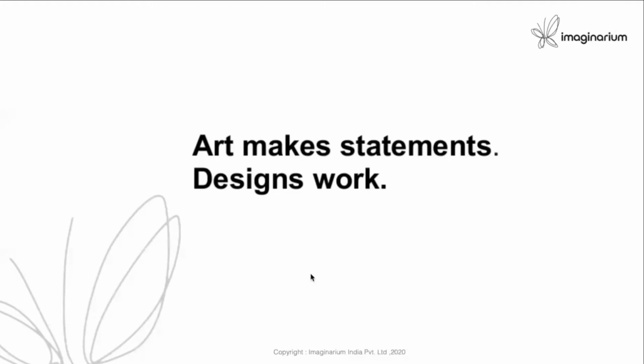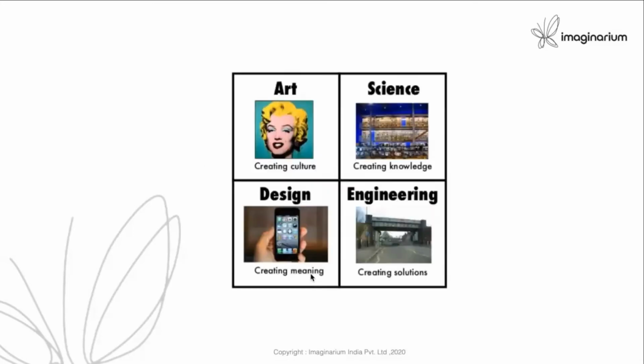Art makes statements, designs work. So this is the difference between M.A. Hussain and a designer. M.A. Hussain makes a bold art statement, like the abstract, savage horses running, stating it is connected to the mind, thoughts, all that. But when you say design, it is to demonstrate how it works, how it solves somebody's problem. So these are two very important differences.